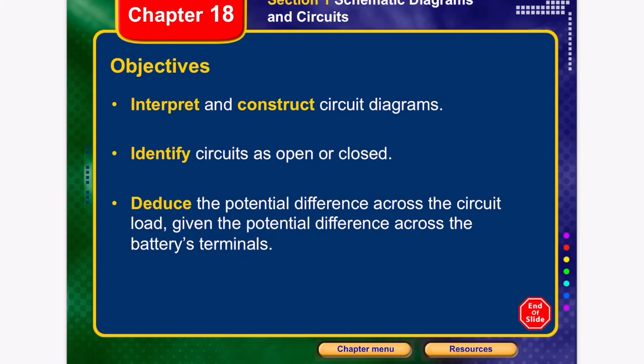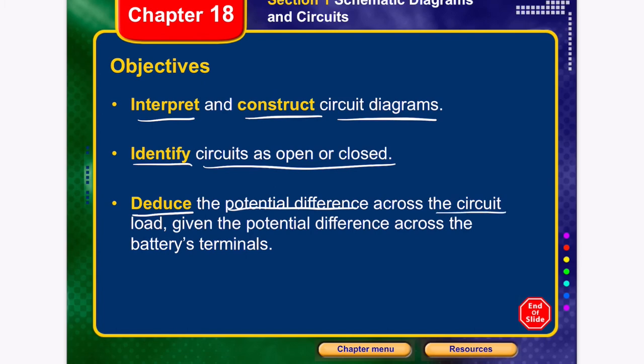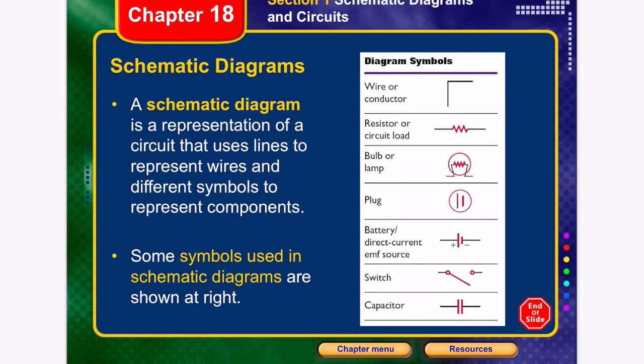After you complete this section, you should be able to interpret and construct circuit diagrams. You should be able to identify circuits either as an open circuit or a closed circuit, and you should be able to deduce the potential difference across the circuit load given the potential difference across the battery terminals. So what are schematic diagrams?